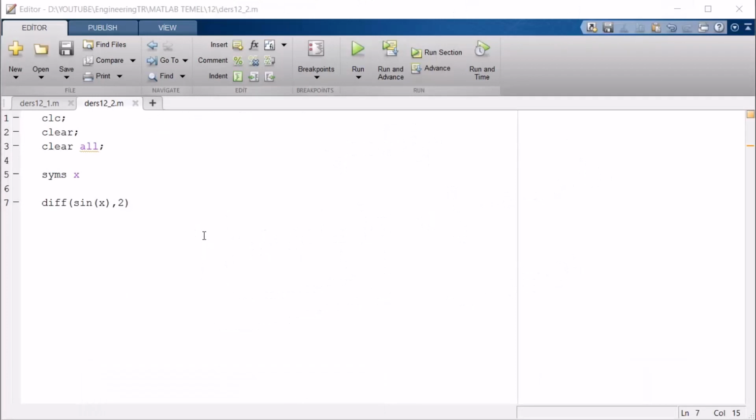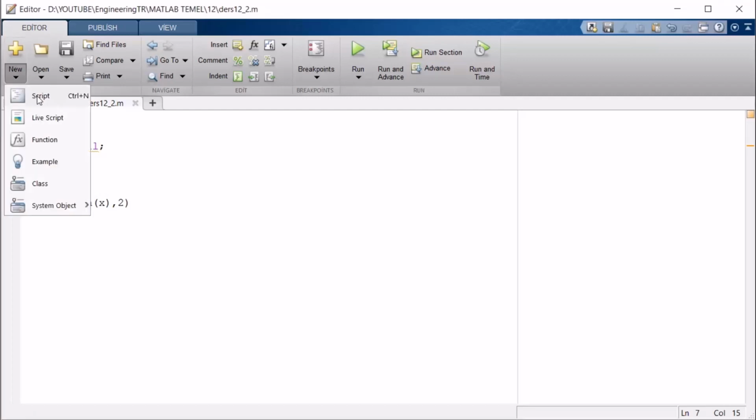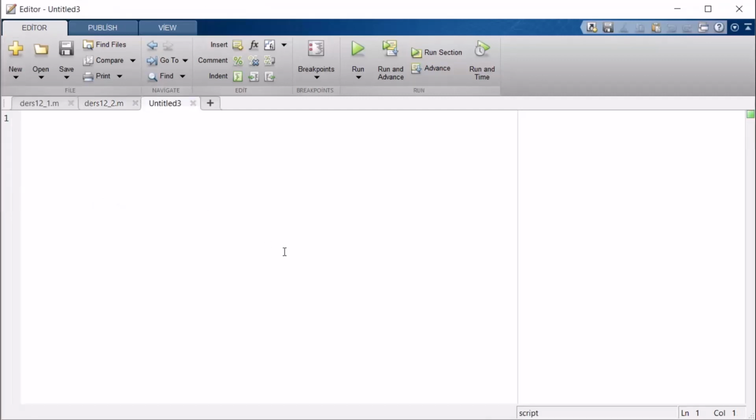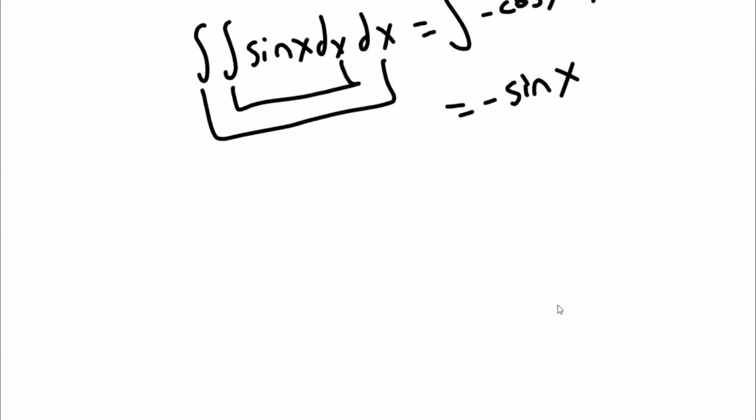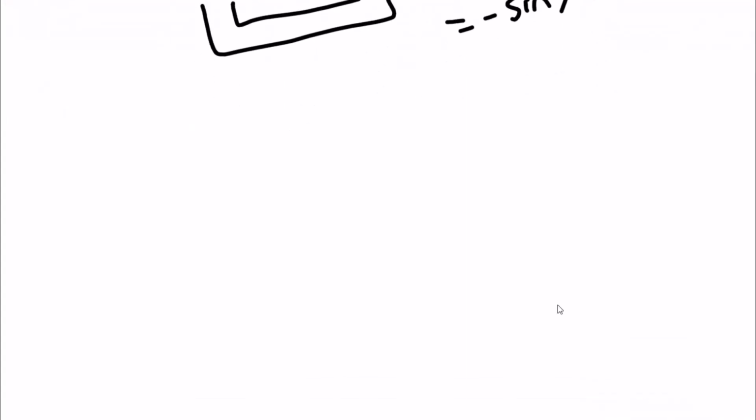Let's find the result now. So let's find the direct result of an integral. How do we find it? I want to talk about it. I'm opening a new script. First of all, I will talk about what I will try to do, make it more concrete in your mind about integral.